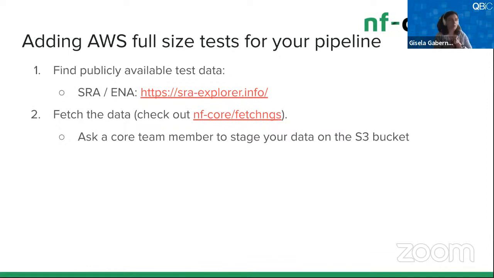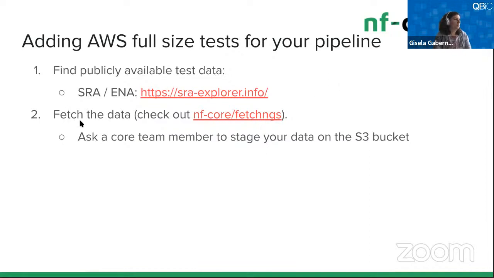First of all, of course, you need to find the full-size data that is suitable for your pipeline. If you don't have any yet, you can go to the SRA or ENA repositories and search for suitable data for your analysis. Here, Phil wrote a tool as well, SRA Explorer, that allows you to search data on SRA with some keywords that can be useful for finding this data.